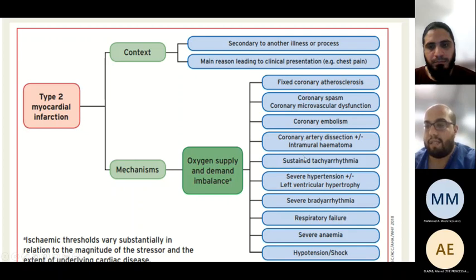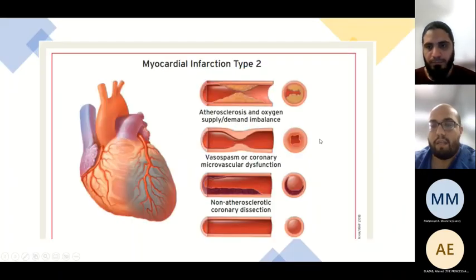Regarding this bit and that bit and that bit, these are unfortunately only going to be discovered by a coronary angiogram. Just moving away from the spasm, the embolus, and the dissection: if you have a sustained tachyarrhythmia, or a severe hypertension, or a severe bradyarrhythmia, or a respiratory failure, or a severe anemia, or a hypotension, any of these stressors, then you will find that in this healthy vessel, depending on how bad that stressor is, this patient will develop an MI.